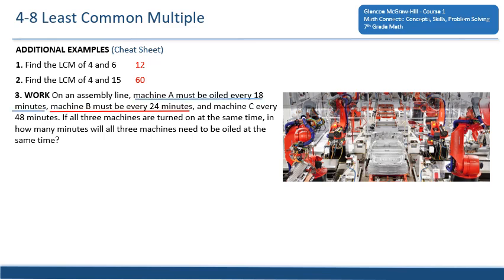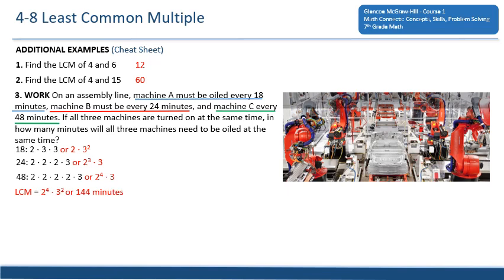So we're going to look for the least common multiple again. For 18, our prime factors are 2 times 3 squared. For 24, our prime factors are 2 cubed times 3. And for 48, our prime factors are 2 to the 4th times 3. So if we pull out the highest power for each number, we have 2 to the 4th power times 3 squared, or 144 minutes.